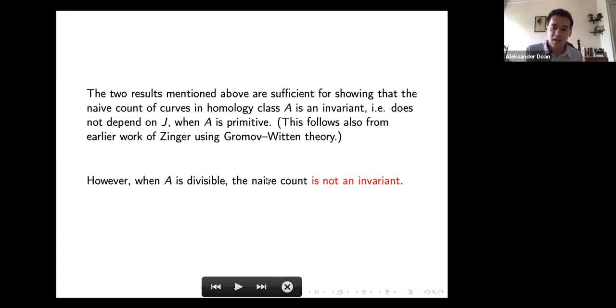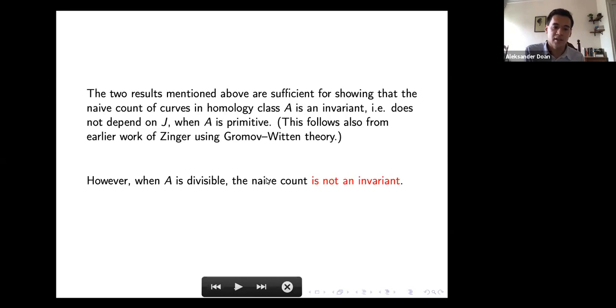And then I said, actually, we have some solutions to, maybe not complete, but some understanding of these problems. So actually, the two theorems I already stated would be sufficient for showing that if you fix a homology class, you can simply choose a generic J and naively count the embedded curves up with the signs, and that would actually be an invariant. This number actually would not depend on the choice of a generic J, as long as this homology class is primitive.